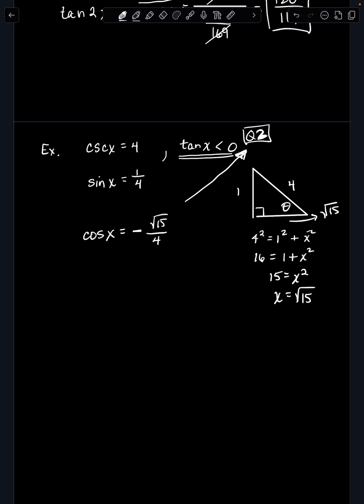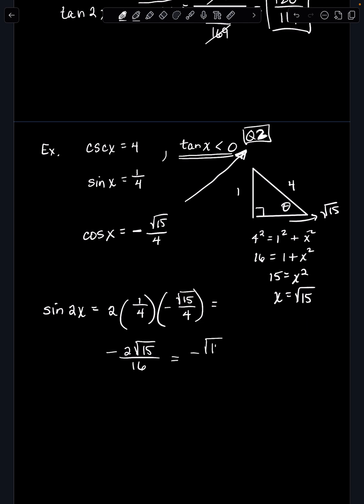Alright, so let's find the double angle for sine. It's going to be 2 times the sine of x times the cosine of x. Alright, multiplying straight across, that gives me negative 2 square root 15 over 16, which you don't have to simplify, but you certainly can factor out a 2 and get negative square root 15 over 8.